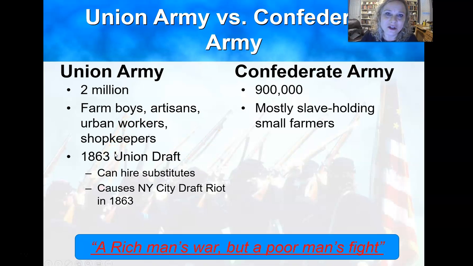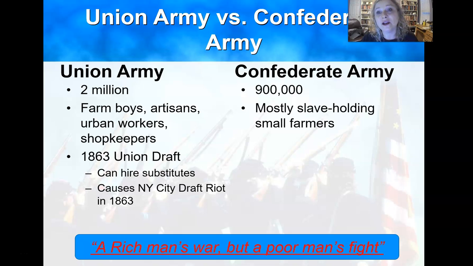In 1863, the Union issued a draft. You could hire a substitute. It was like $200 or $300 you could pay, and that doesn't seem like a lot of money now, but it's quite a bit of money during that time period. And this leads to the New York City draft riots. I actually have a video clip for you to watch after you watch this portion of the module about the New York City draft riots, which is very important. I think you should watch. Probably many of you have never heard about that.